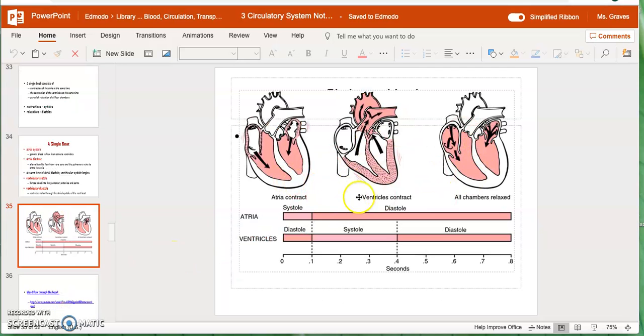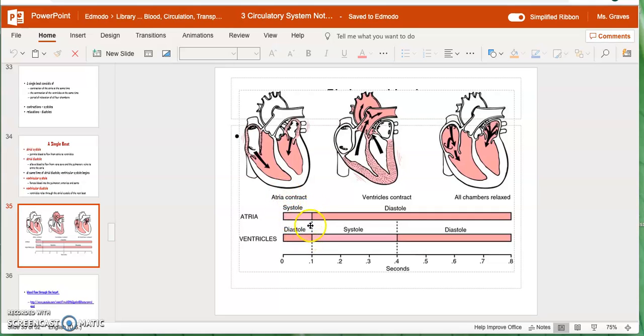So if you don't look at anything else, make sure you look at this diagram. This is a perfect explanation of everything we were just talking about with systole and diastole. So we can see that the whole heartbeat takes 0.8 of a second, and the atria is in its contraction or systole for 0.1 of the whole heartbeat. So here we can see the atria contracting, forcing blood towards our ventricles, and that is a systole.